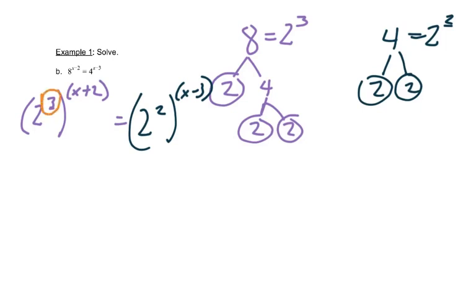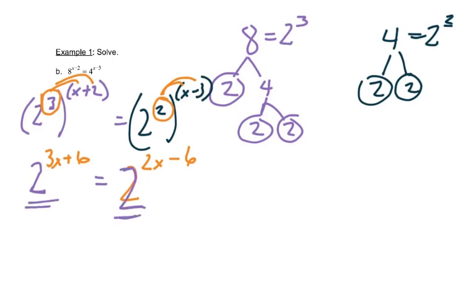Now this number has to get multiplied by that exponent. So that means distributing it. We have 3 times x is 3x, and 3 times 2 is 6. And the same idea over here, we have 2, it has to be distributed. So we would have 2 times x, and then 2 times 3, which is negative 6. Now, because the bases are the same, we can set up our own separate equation with just the exponents. So 3x plus 6 has to equal 2x minus 6.